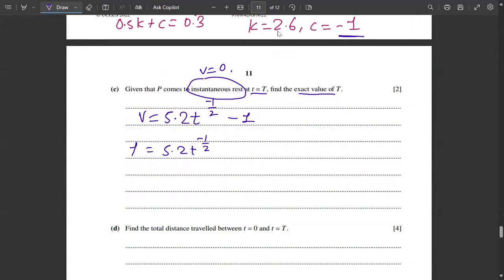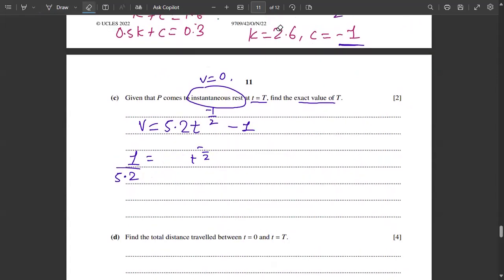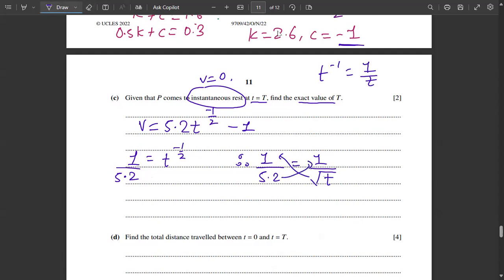So 1 equals 5.2 upon this. So 5.2 will go down, so it becomes 1 upon 5.2, and this t raised to minus 1 by 2 is left. Now t raised to minus 1 is nothing but 1 by t. So what I can write is 1 upon 5.2 is equal to 1 upon t raised to 1 by 2, and t raised to 1 by 2 is nothing but root t. So this will go up and this will go up. At the end, we'll have root t equals 5.2.